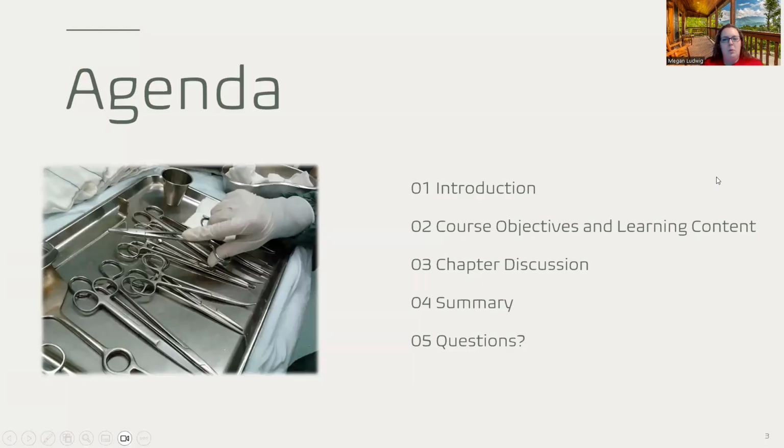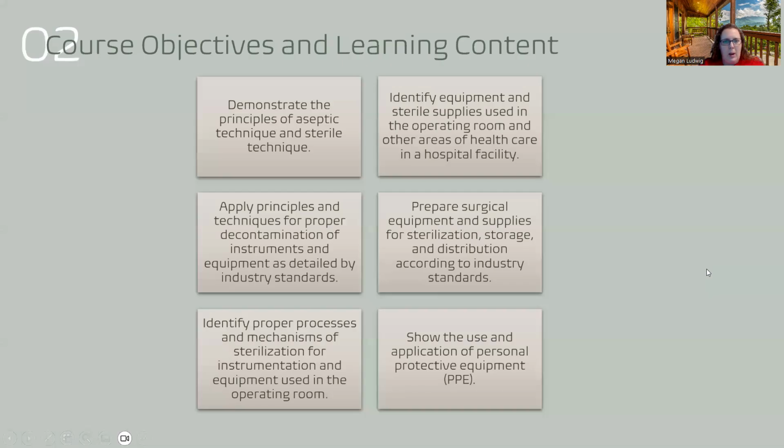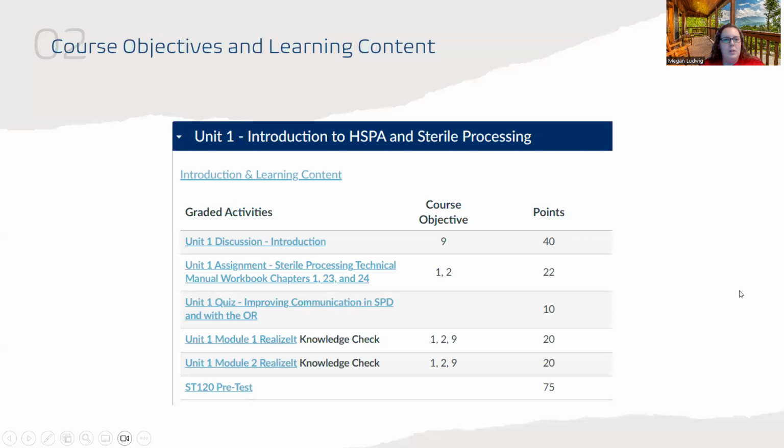All right, so today we're going to go over our course objectives, and then we'll discuss some of the things from your chapter today. We're going to talk a lot about equipment and the different ways the sterile processing department is laid out, how you go about that according to industry standards. And we're going to start the process of identifying those mechanisms for sterilizing instruments, just the basics, getting into it, and proper PPE.